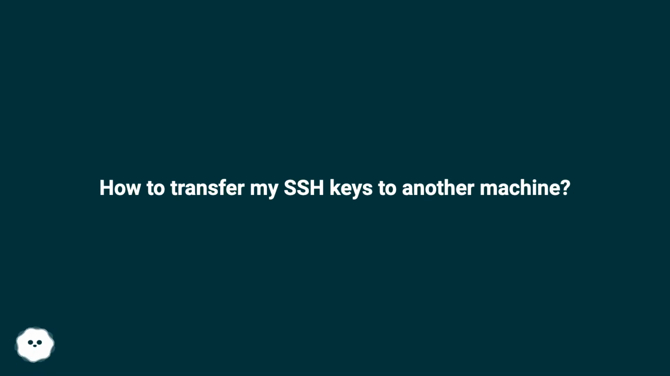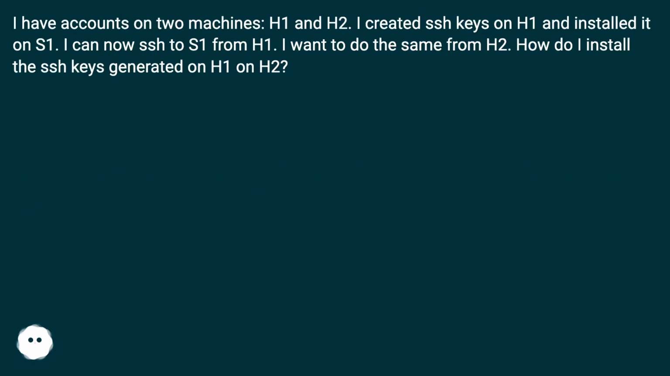How to transfer my SSH keys to another machine. I have accounts on two machines, H1 and H2. I created SSH keys on H1 and installed it on S1. I can now SSH to S1 from H1. I want to do the same from H2. How do I install the SSH keys generated on H1 on H2?